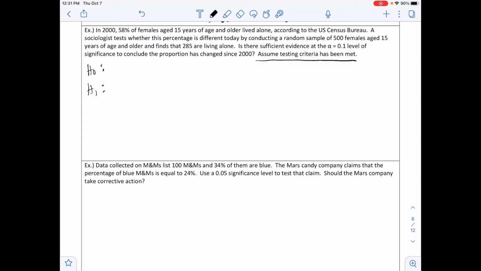Let's go ahead and write down our null and our alternative hypotheses. Since we're talking about 58% and we're dealing with a proportion, I'm going to go ahead and write down P here, and an equal sign for our null. Our alternative, it does use the word different, is different today to conclude that it has changed. And so our alternative would be not equals to. And that proportion is 58% or 0.58.